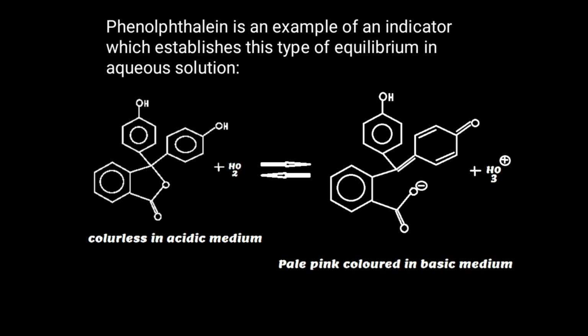This is what happens in standardization of sodium hydroxide, where phenolphthalein is added as an indicator. After the equivalence point, the excess drop of sodium hydroxide coming from the burette makes the conical flask basic. The color of the phenolphthalein indicator added changed to pale pink color.